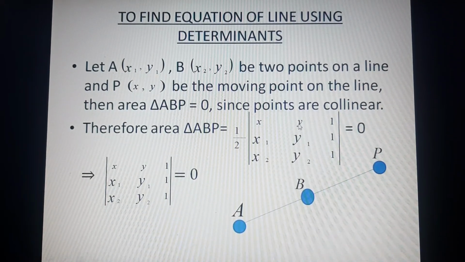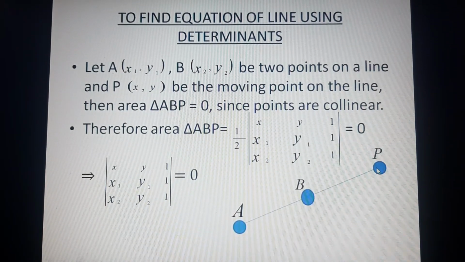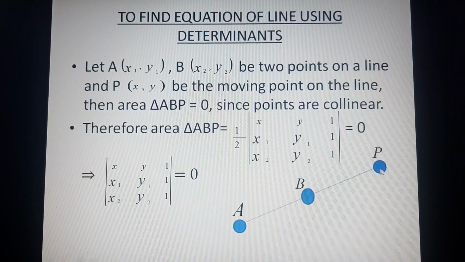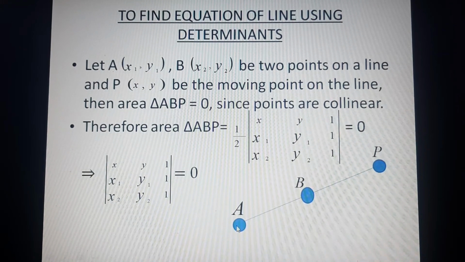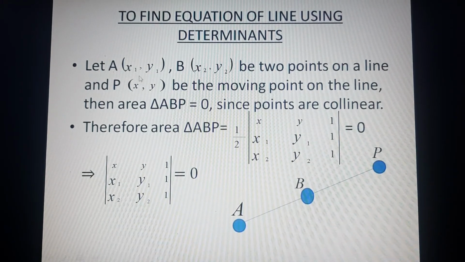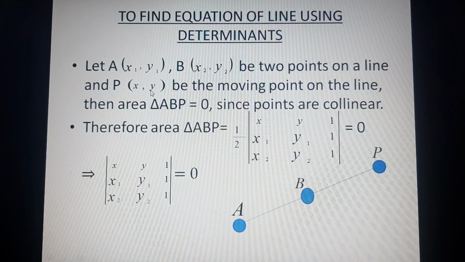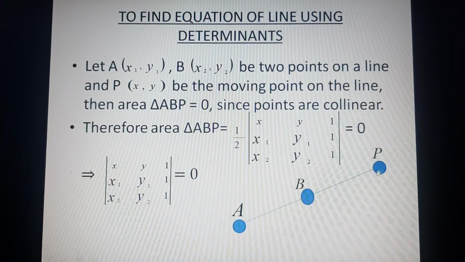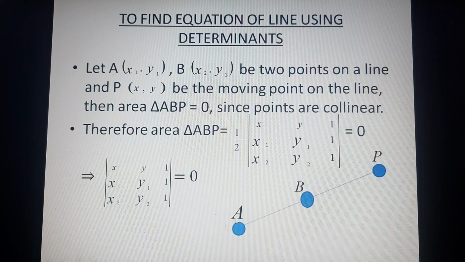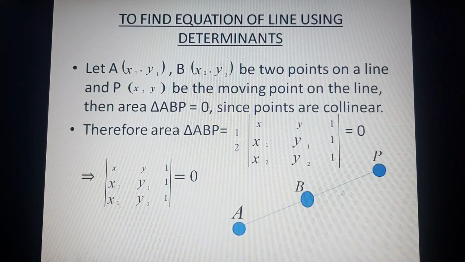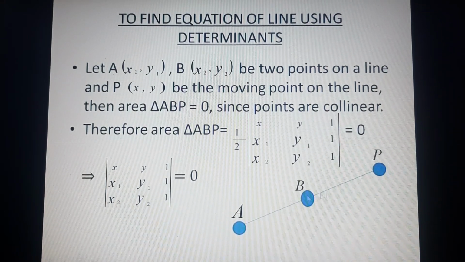So it is (x, y), the locus of points on the line. So P is the moving point (x, y). Now we have 3 points A, B and P: (x1, y1), (x2, y2) and (x, y). Using these 3 points, I can find the area of the triangle, and you can see that these 3 points are not forming a triangle, they are collinear. So therefore their area will be 0.